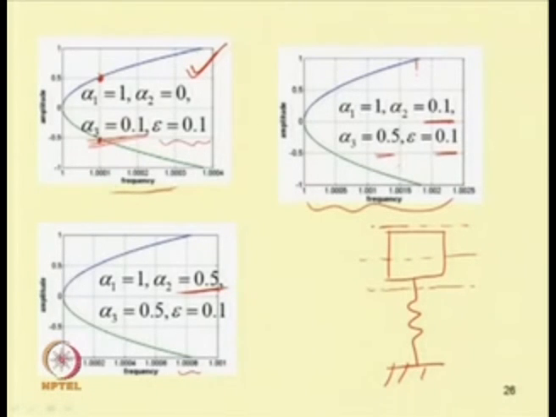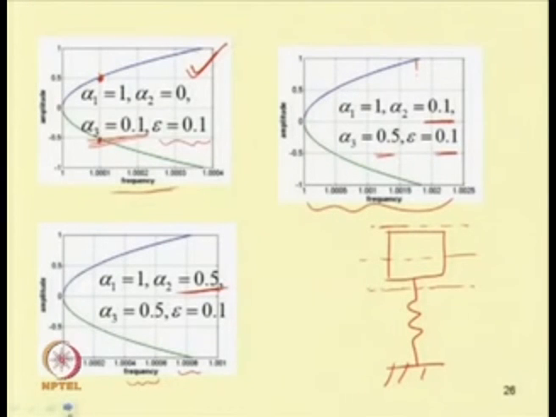So, here comparing this and this. Here alpha 3 equal to 0.5, here also alpha 3 equal to 0.5, but here alpha 2 equal to 0.1, here alpha 2 is taken to be 0.5. So, here alpha 2 is increased. By increasing this alpha 2, that is the quadratic nonlinear term, one can see the frequency increases.